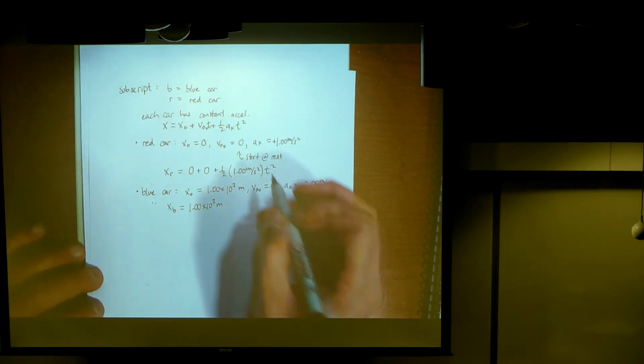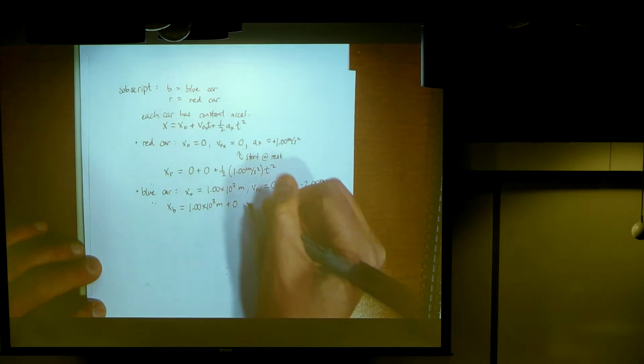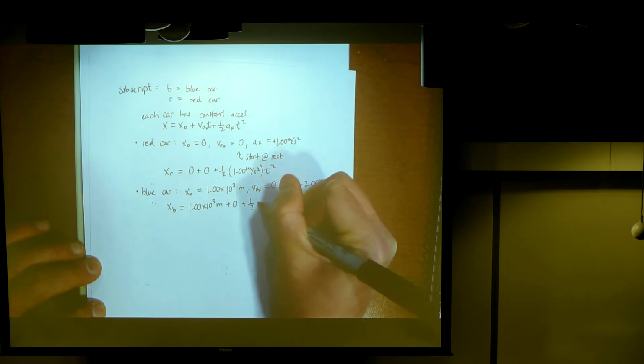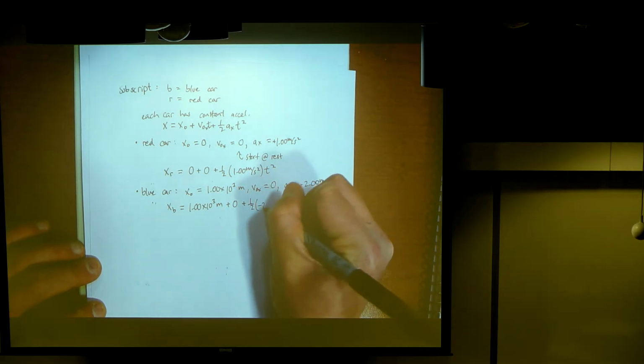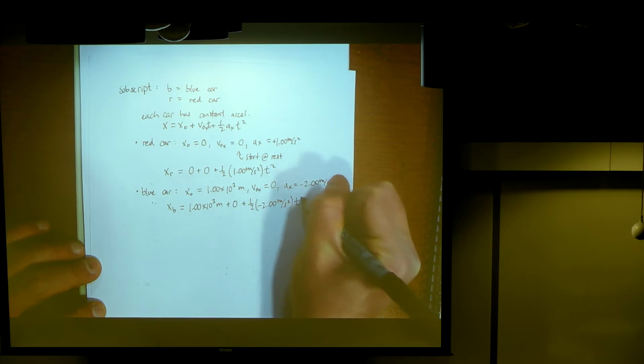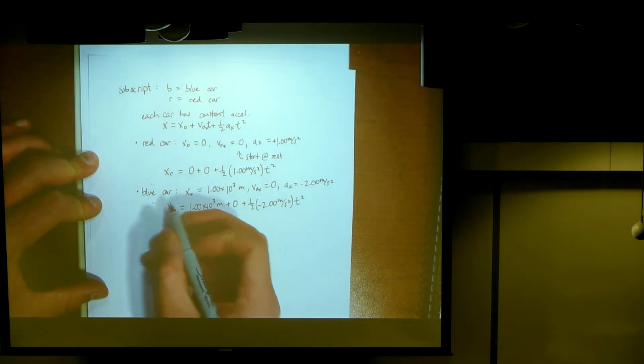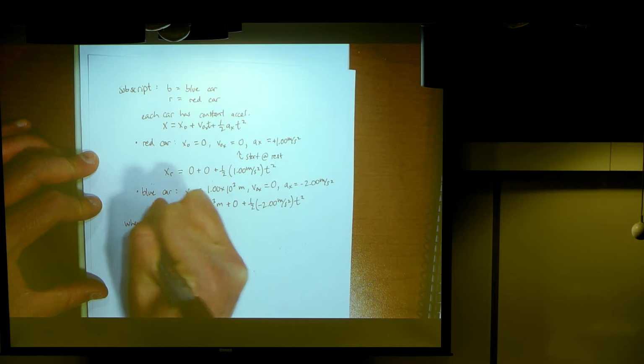V naught is still 0, so the whole second term goes to 0. And then we have 1/2 times -2 meters per second squared. That's our acceleration. T squared. Okay. So the first question is about when do the cars collide?